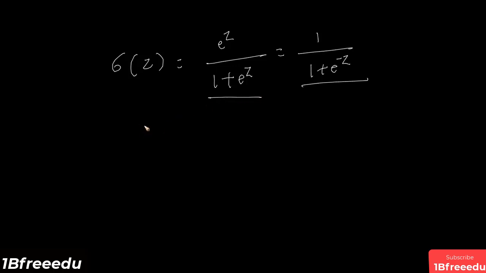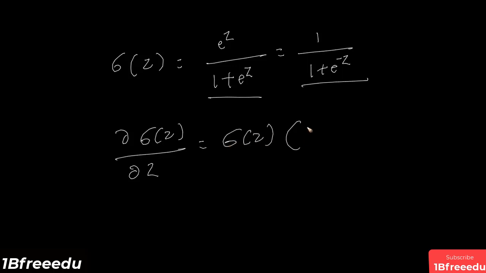There are many reasons why sigmoid was used as an activation function, but one of the most important reasons is, if I take the derivative of sigmoid of z with respect to z, it looks like this: sigma of z into 1 minus sigma of z. We are not writing the derivation here, I directly wrote the derivative of sigma.